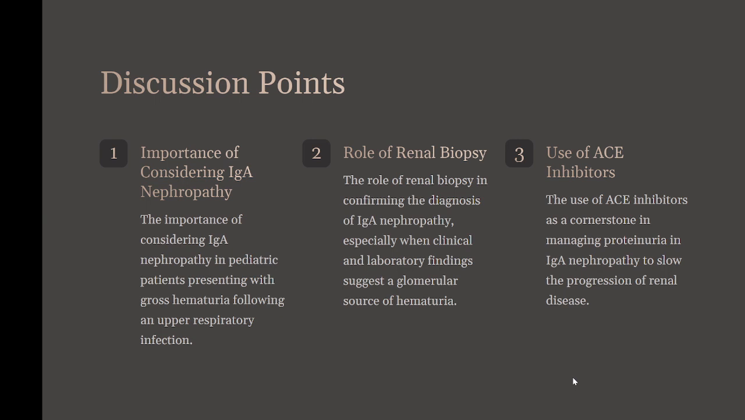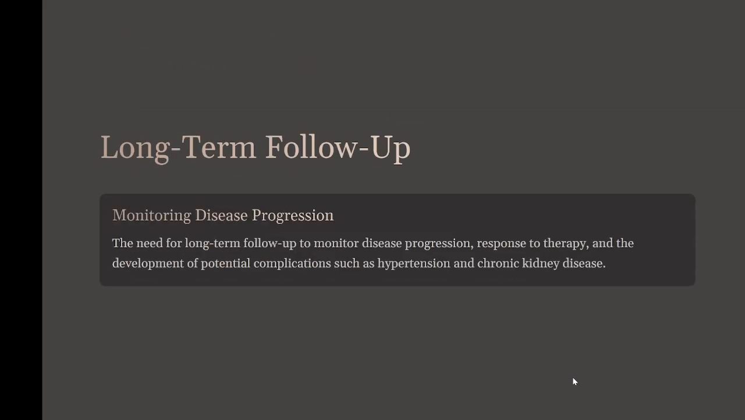Discussion points. The importance of considering IgA nephropathy in pediatric patients presenting with gross hematuria following an upper respiratory infection. The role of renal biopsy in confirming the diagnosis of IgA nephropathy, especially when clinical and laboratory findings suggest a glomerular source of hematuria. The use of ACE inhibitors as a cornerstone in managing proteinuria in IgA nephropathy to slow the progression of renal disease. The need for long-term follow-up to monitor disease progression, response to therapy, and the development of potential complications such as hypertension and chronic kidney disease.